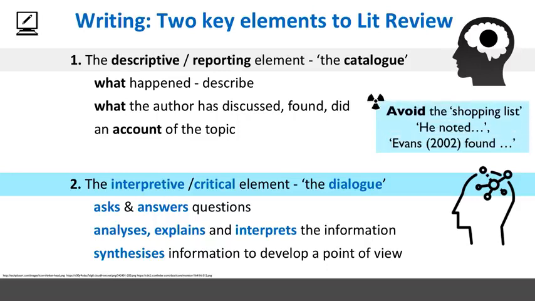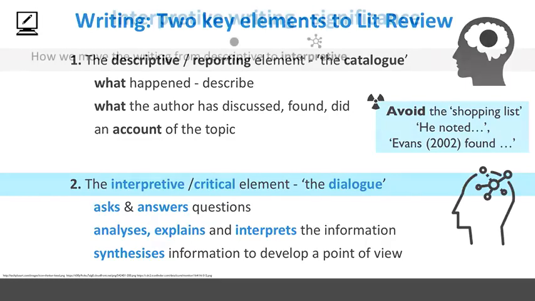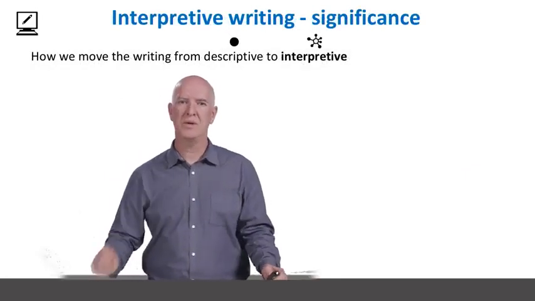The second part is super important because if we just stay at the first part, the descriptive reporting element, we run the risk of having our writing grounded in a shopping list style of writing where we're saying, he noted, he found, she did this, she discovered. It becomes a list of ideas rather than an interpretation or a treatment of ideas, which is what a review is. So, how do we do this?